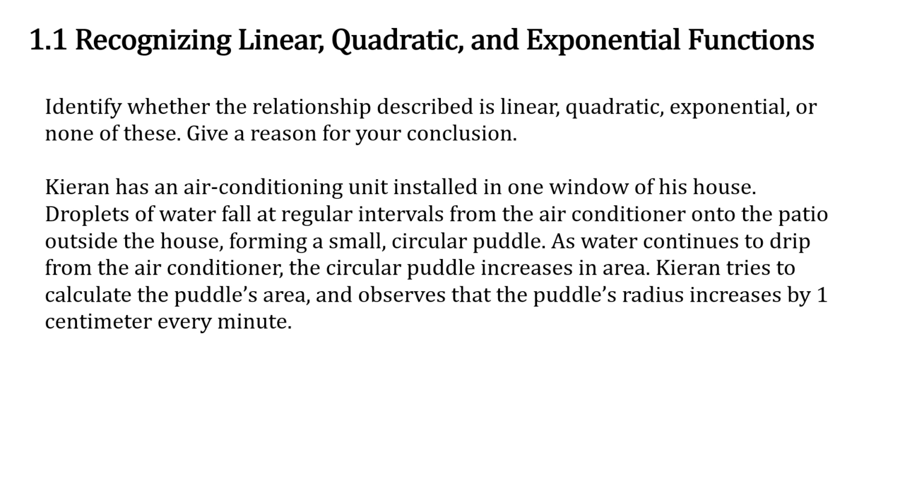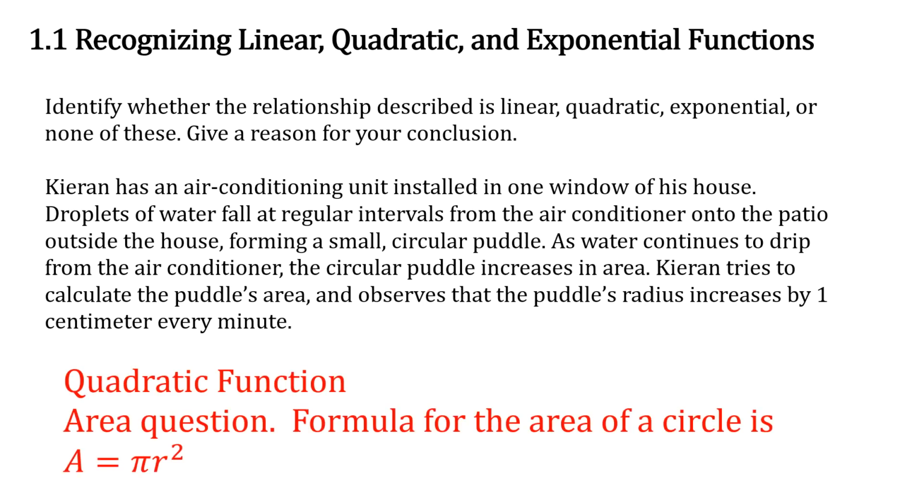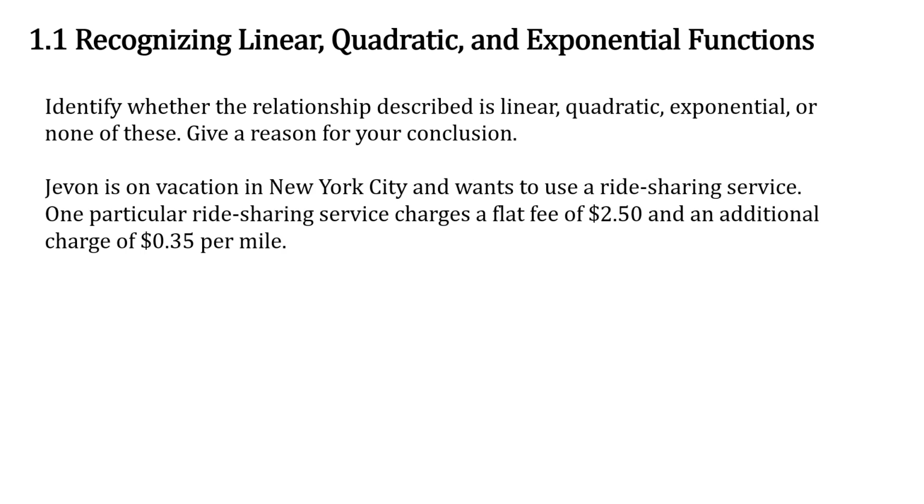The air conditioning unit, so this is an area problem, pi r squared. Because the variable is the radius, and this is going to stay 2, it's going to be pi times 1 squared, then pi times 2 squared, pi times 3 squared. So every minute is increasing. That's going to be quadratic.